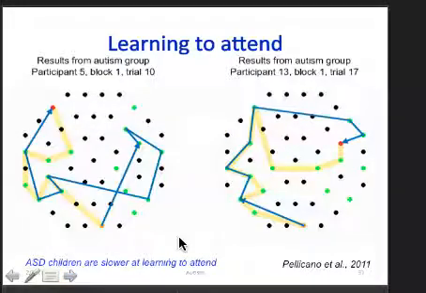In contrast, the children with autism were significantly slower in adjusting their attention on the basis of experience. They started out with trial and error, but even by trial 17, they still appear to be doing trial and error. These data supported the idea that there may be a deficit in children with autism in their ability to tune attention on the basis of experience. So they're slower at learning to attend.